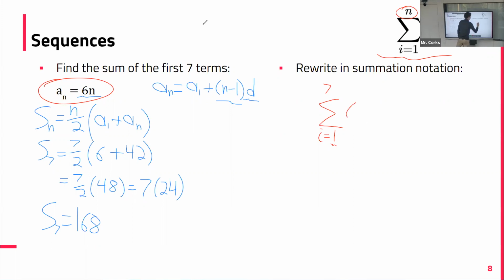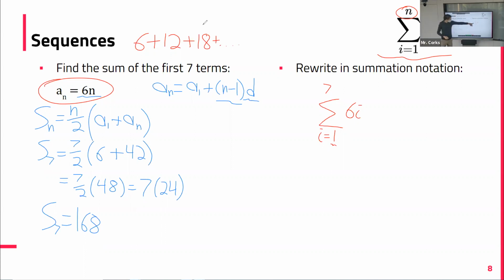6i. Okay, so let's check that. Here, if we have this general term, we saw that the first term is 6. What's the second term of this? 12, second term. And then, okay, we're adding 6 each time, so 18. Okay, so we get the pattern.